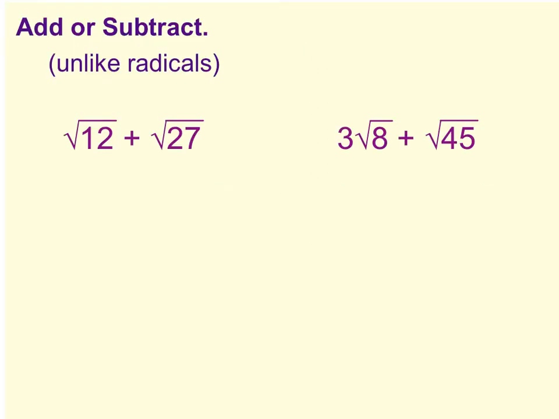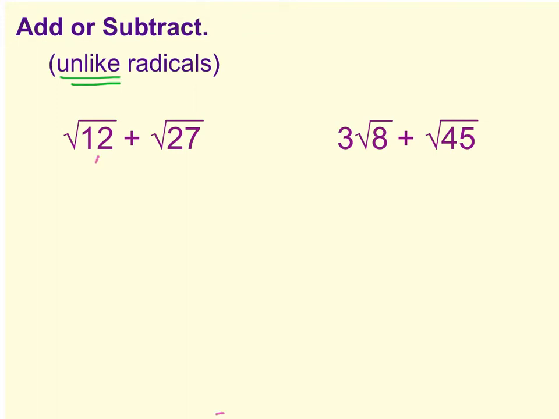Alright, so of course we're going to have to add or subtract some radicals that are unlike, which means if you look at them, the radical is not the same. So you have the square root of 12 plus the square root of 27. So as is, we cannot add these together. But we know how to reduce radicals. So you want to make sure that your radicals are in the most reduced form or the simplest form, and then see if you have any like terms.